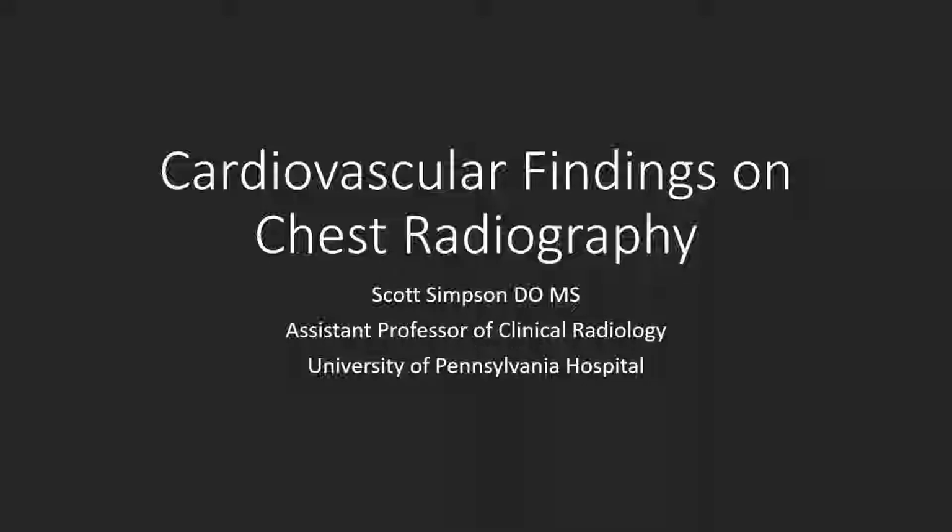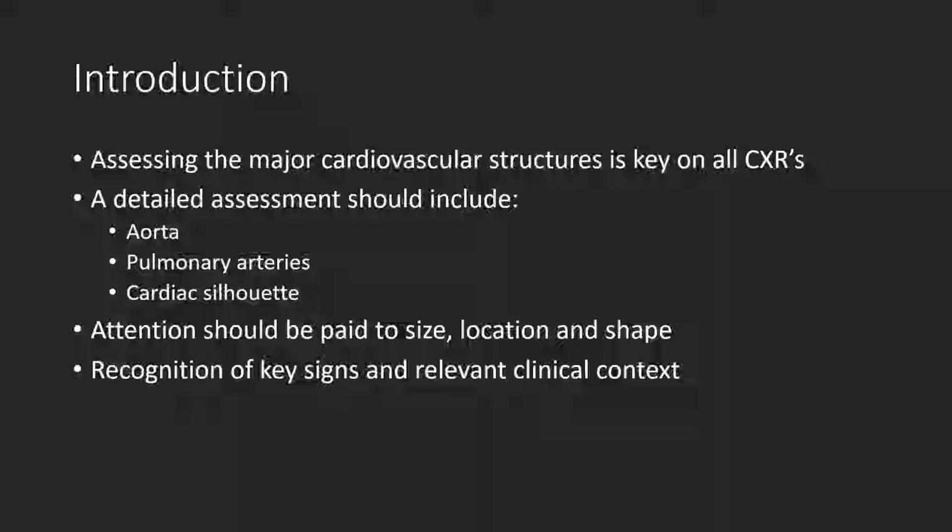In this lecture, we'll be discussing some basic cardiovascular findings on chest X-ray with CT and MRI correlation. Adequate assessment of the major cardiovascular structures is critical for accurate chest X-ray interpretation. This should always include a careful scrutiny of the aorta, pulmonary arteries, and cardiac silhouette. Attention should be made to not only size, but also location, overall shape, and density.